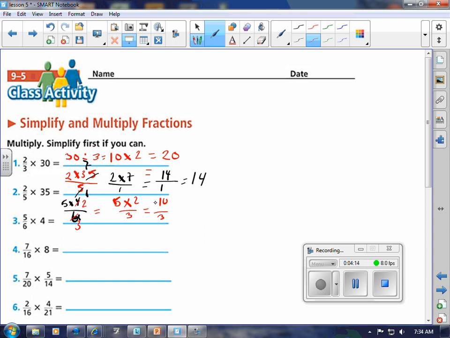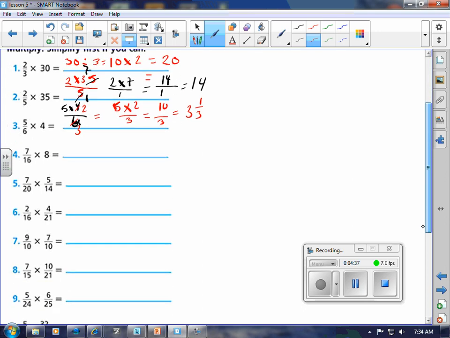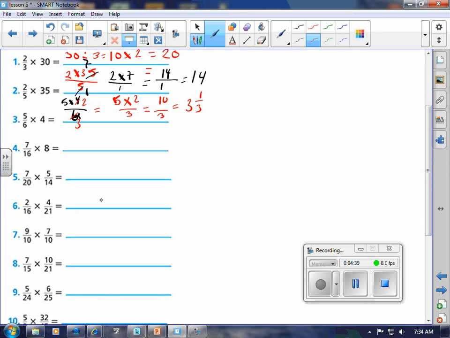Or I could make it a mixed number. Either or. You can think about how many 3's can you pull out of there. Well, I can pull out 3 and I have 1/3 left over. Whichever way you want to look at those. All right, let's go on and try a couple more. I'm going to skip down here. If you feel like you need some more practice, you can do some of these others, but I'm going to skip all the way down to number 2 and work this one out.